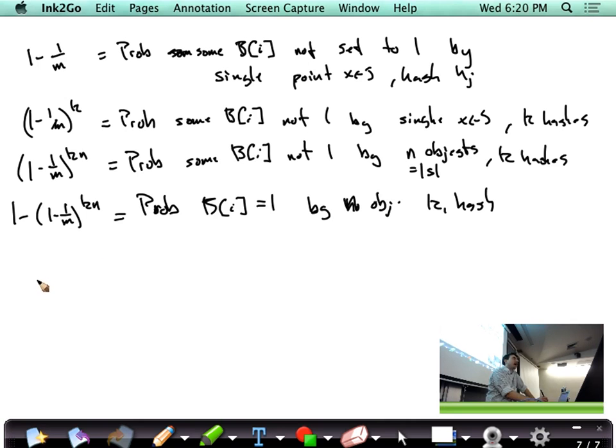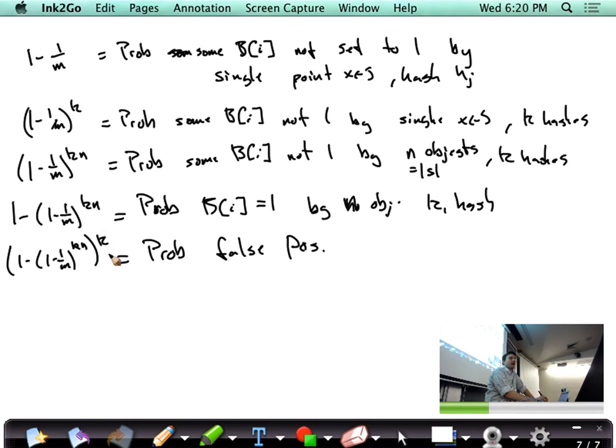And so now let's look at the probability of a false positive. That means I'm going to put a new element into k locations, and I need all of the bits to be set to 1, even if that object was not put in there before. So the probability of a false positive is going to be (1 minus (1 minus 1 over m) to the kn) to the power k. I need to hit a bit that was set to 1 k times, independently. So I can take the product of k of these.